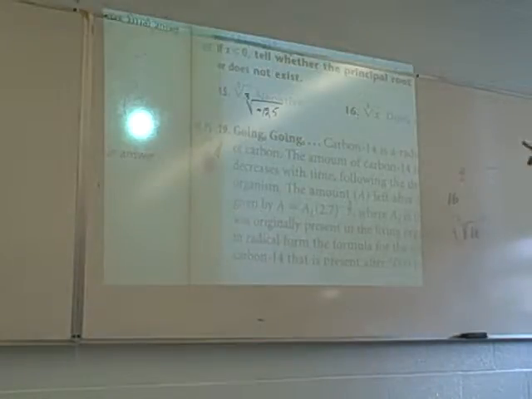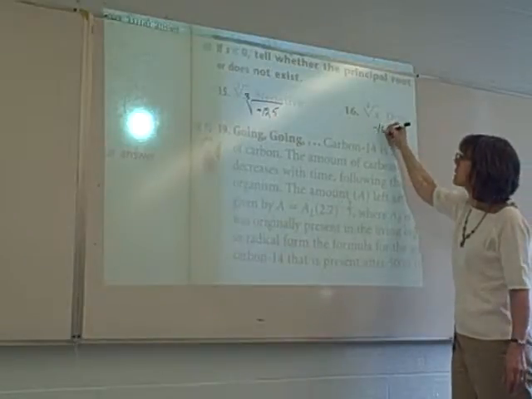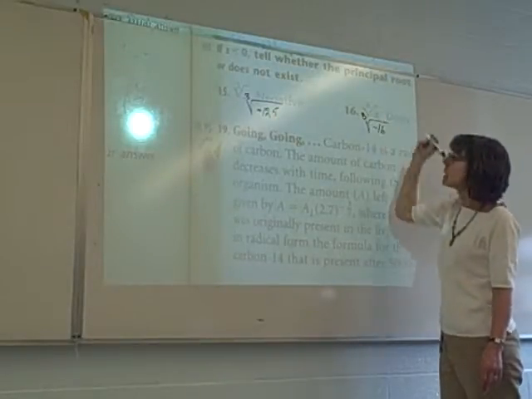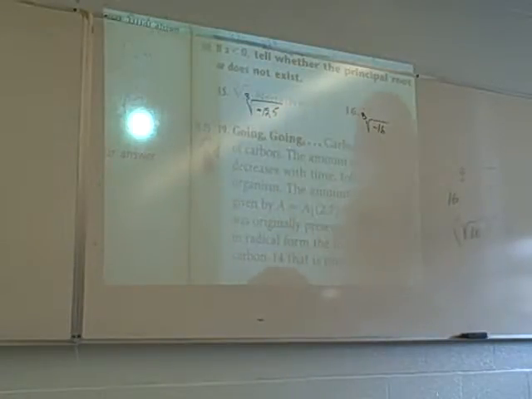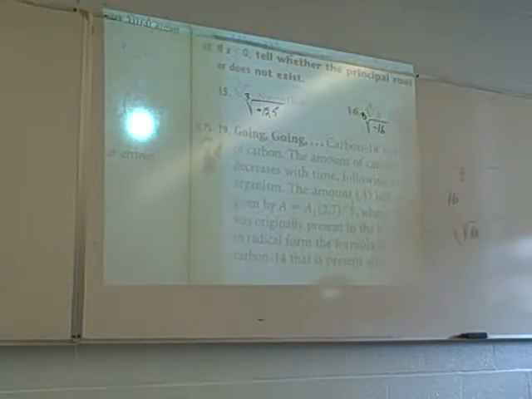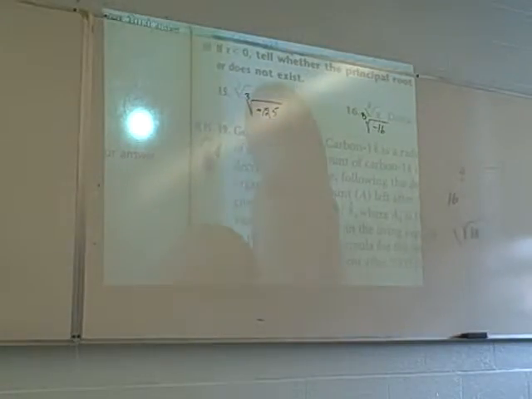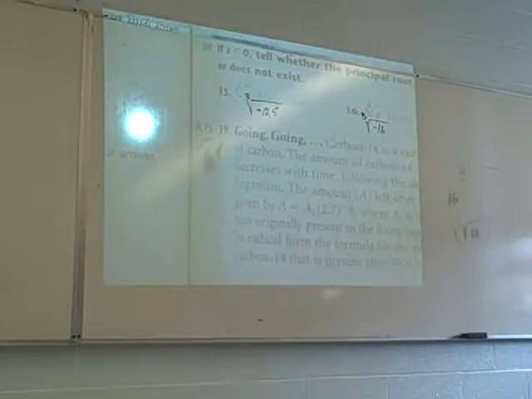Okay, so how about if I had a negative 16 and I wanted the 8th root of that, is that possible? Wouldn't it be imaginary? So does it exist? No. You're right. It would be imaginary, but they're asking to tell whether the principal root for each expression is positive, negative, or does not exist. It would be imaginary. Okay. When would that be positive?